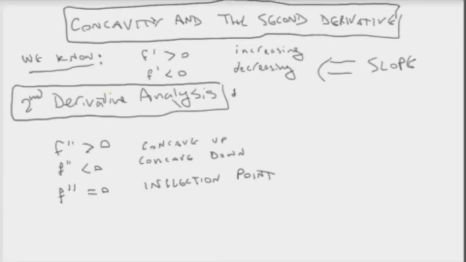So the way it goes is, if the second derivative is greater than 0, it's concave up. Just remember the up is associated with the greater than. It's concave down if the second derivative is less than 0. And you've got an inflection point if the second derivative is equal to 0. So, what does concave up and concave down mean?